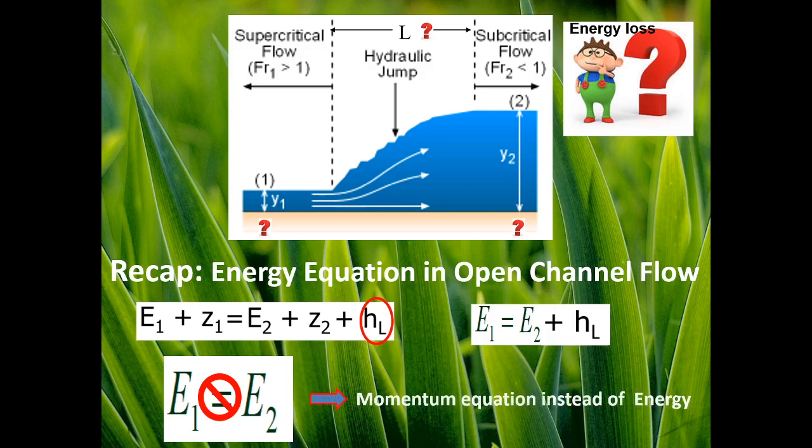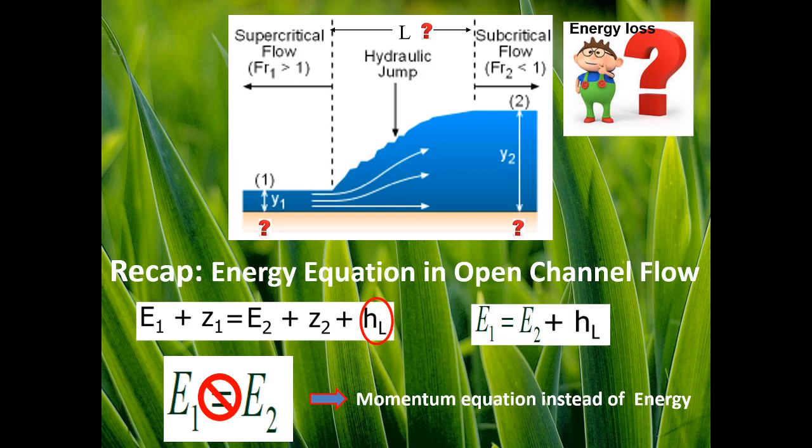Therefore, instead of the conservation of energy, we can use conservation of momentum because the mass between two cross sections, section 1 and 2, is always conserved.